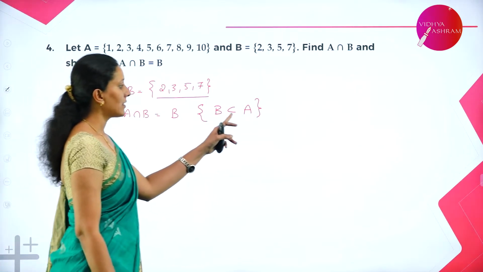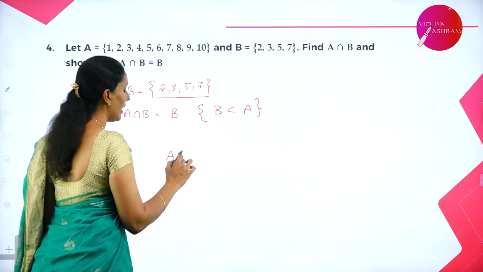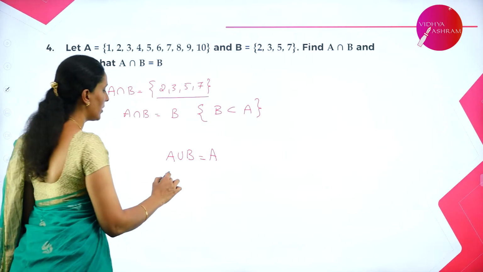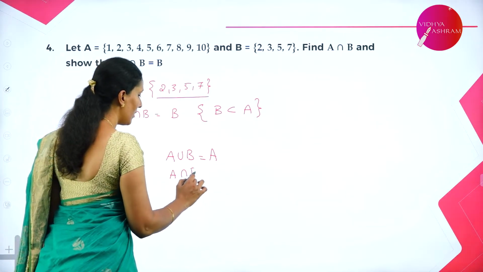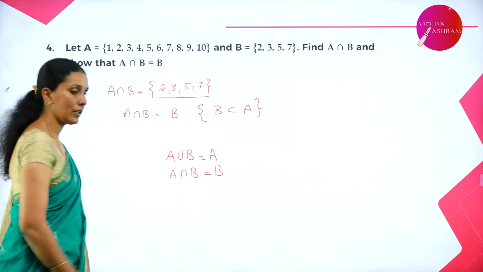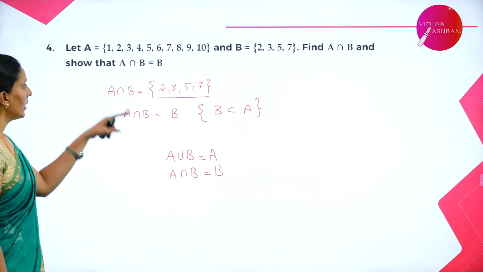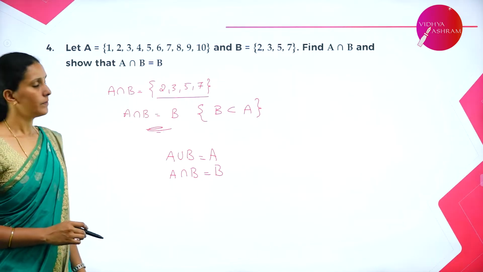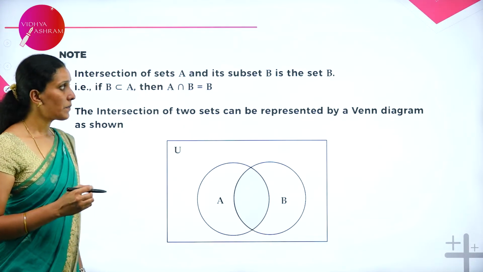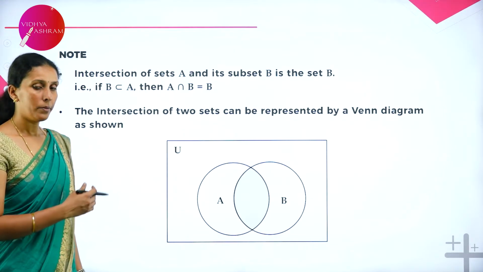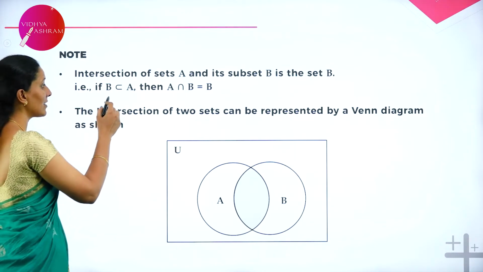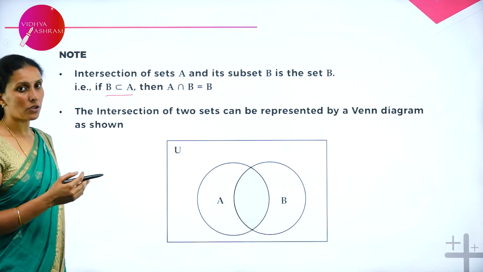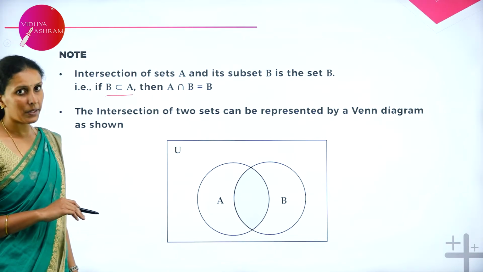So whenever B is a subset of A, remember A union B is always A, the major set, and A intersection B will always be the minor set, that is B. So clearly you can see the thing is proved here. Intersection of sets A and its subset B is the set B. I have shown previously with an example. So if any set is a subset of A, then their intersection will be the minor set. So if B is a subset of A, then A intersection B is B only.